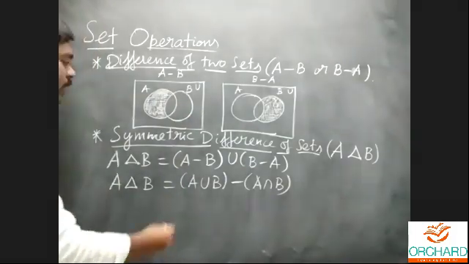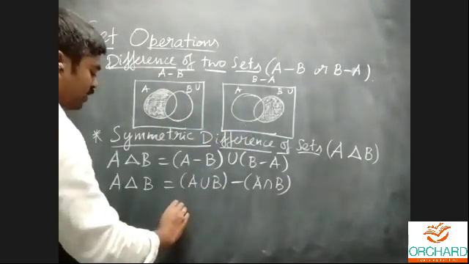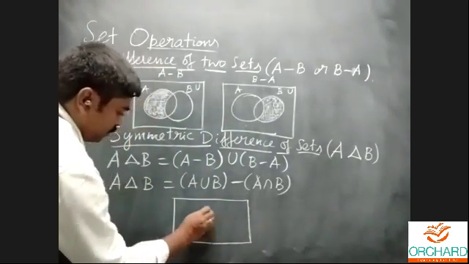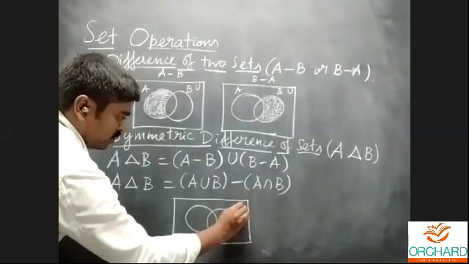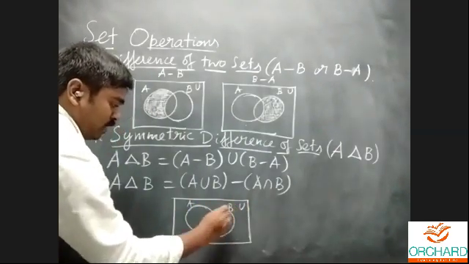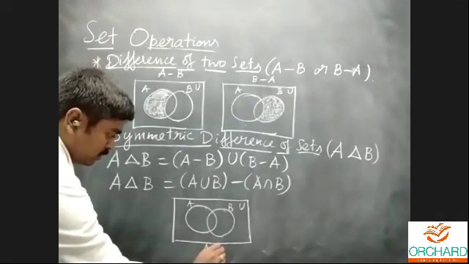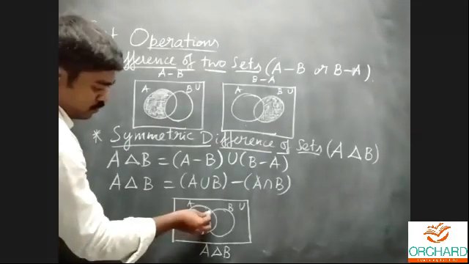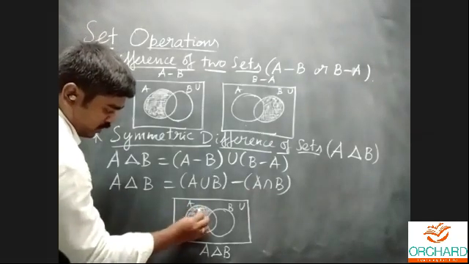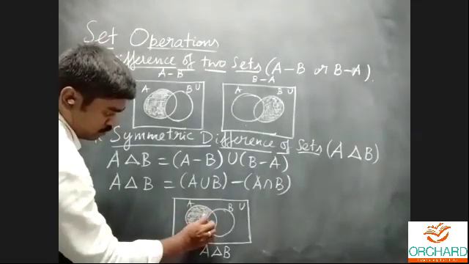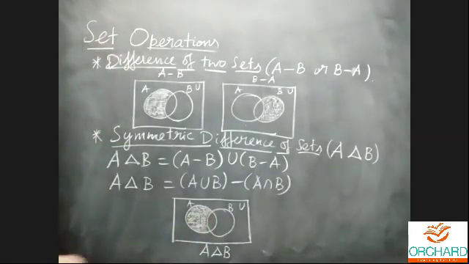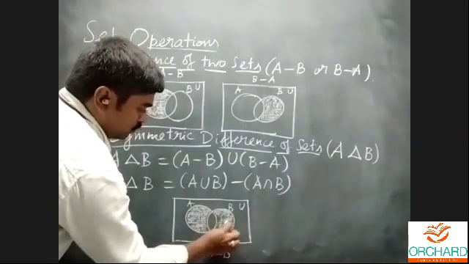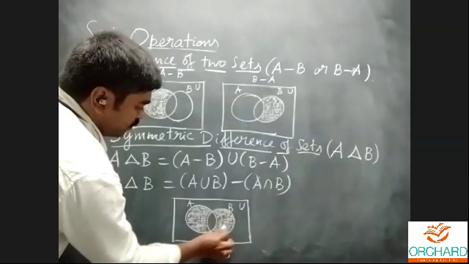I'll draw a combined diagram for these two pictures. That is only the symmetric difference, A symmetric difference B. A and B, this is the universal set. A symmetric difference B means you can shade this portion and we shade this portion also. This is only the idea for the symmetric difference between the two sets.